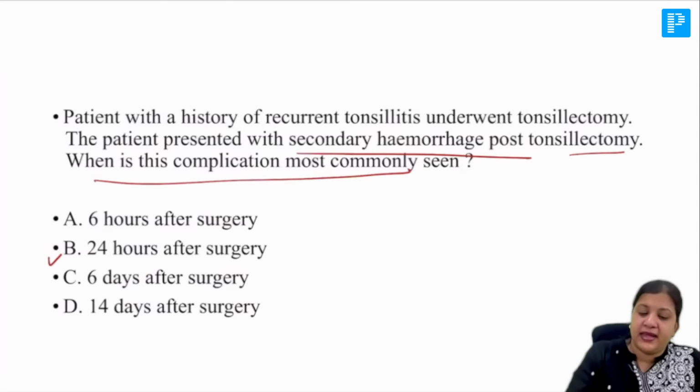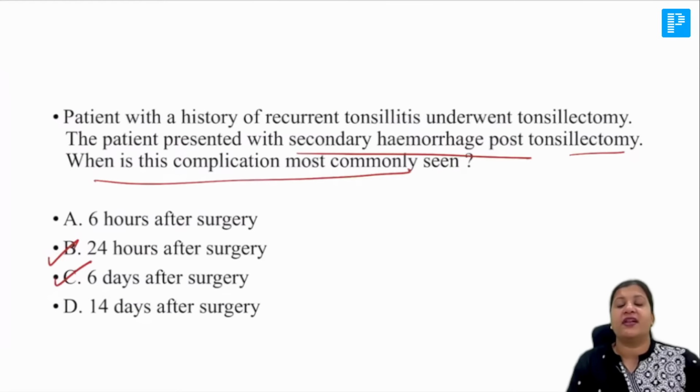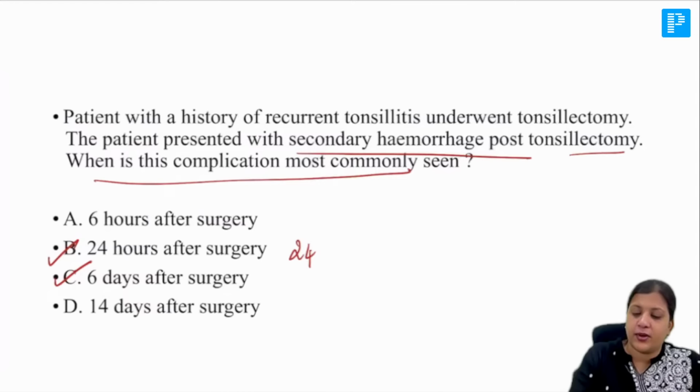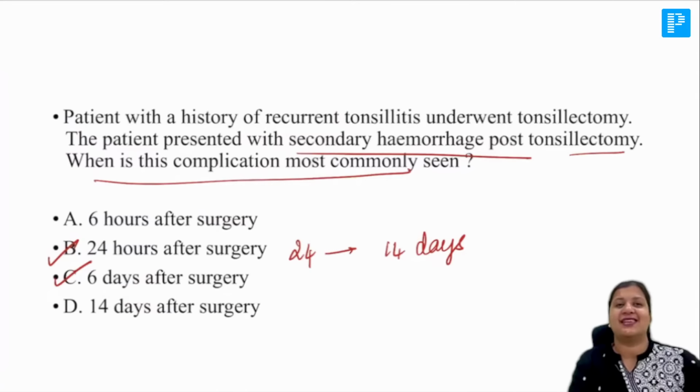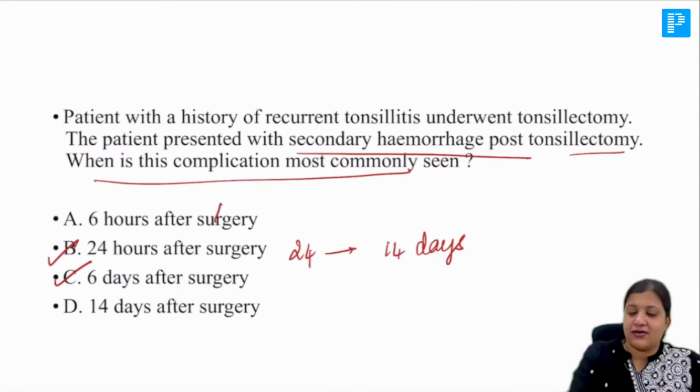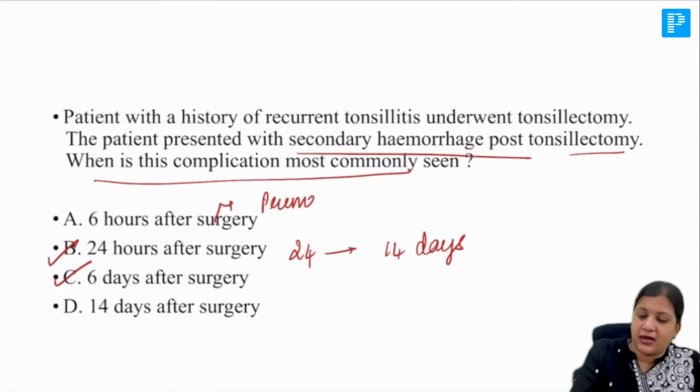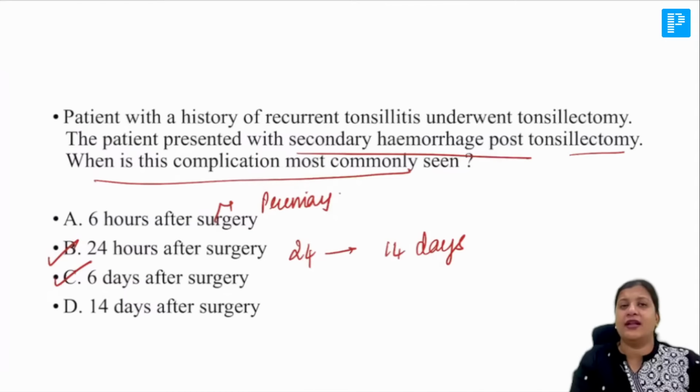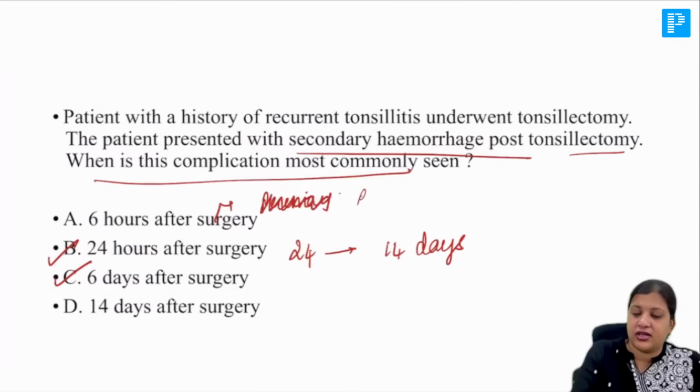So ideally, B and C both should be the right answer. Whenever we say secondary hemorrhage, it is anything that happens after 24 hours up to 14 days. So you can take both B and C as the right answer. Within 6 hours after surgery is primary hemorrhage. And 14 days after surgery, we don't say anything like that. And after 6 hours is reactionary hemorrhage.